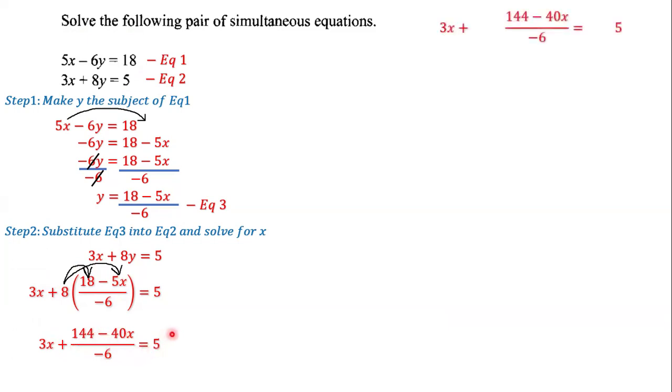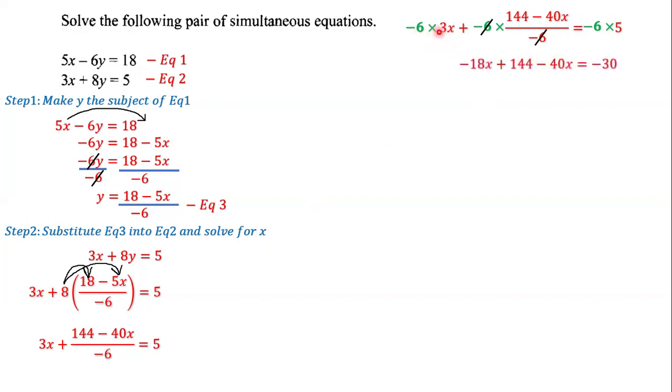Now what we want to do here is get rid of this negative 6 at the bottom so that we wouldn't have anything in the denominator. That's what we're going to do in this step. We're going to multiply every term in this equation by negative 6. So we have negative 6 times 3x, negative 6 times this quantity here, and negative 6 times 5. That allows us to cancel this negative 6 with this negative 6, and that's how we eliminate the denominator.